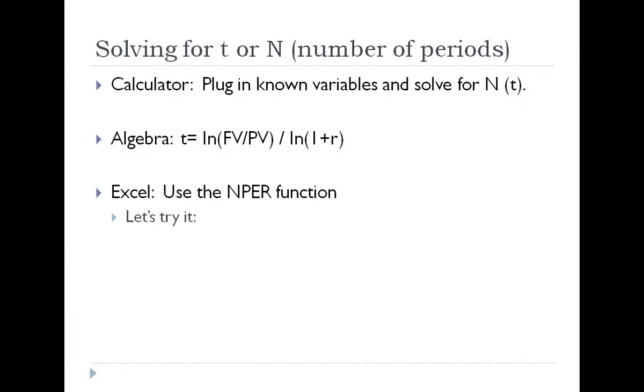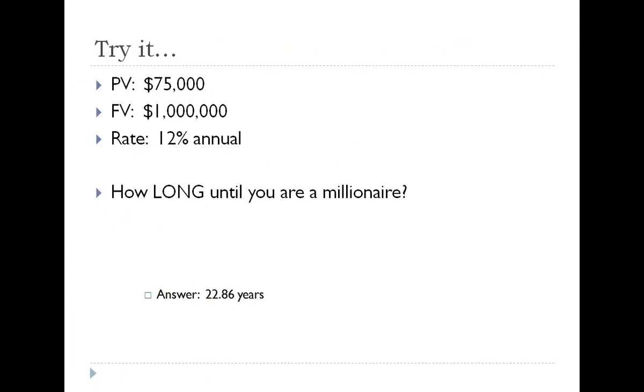So why don't you go ahead and give it a try. So the question is, how long until you become a millionaire? You're going to invest $75,000 in present value. Future value is $1 million. Assume you're going to earn a 12% annual rate of interest. Remember, either present value or future value has to have a negative sign if you're going to use either Excel or a calculator to solve for this. And the answer is found at the bottom of the screen.